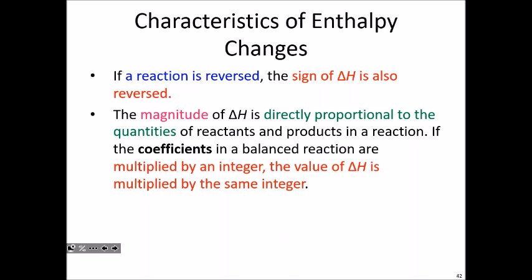Okay? So one thing you can do, reverse, change the sign. The other thing you could do is multiply by an integer, but also multiply the delta H by that same integer. Okay, so make sure that you understand those 2 strategies.